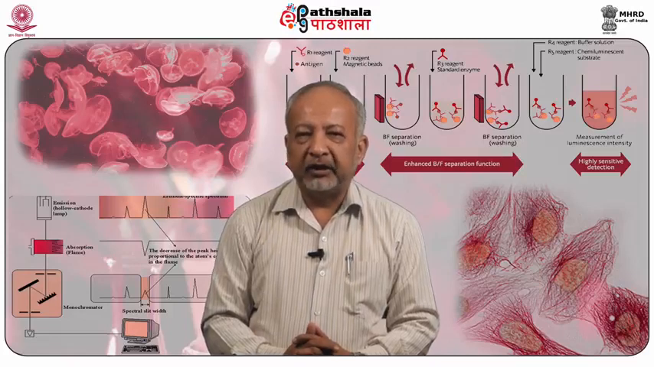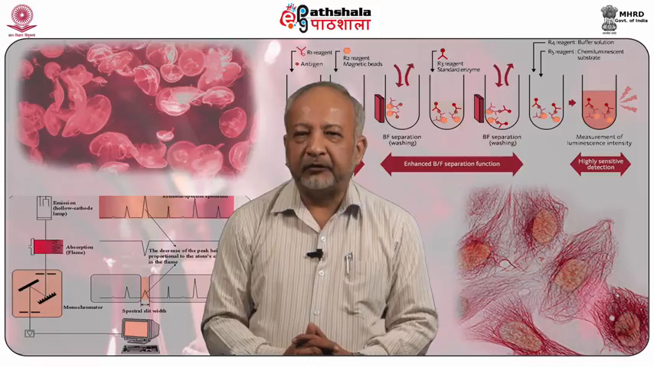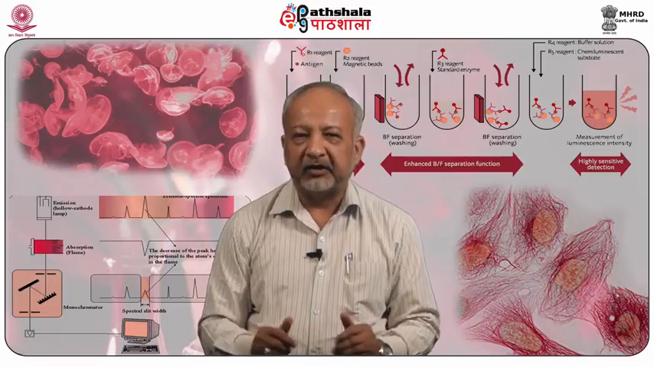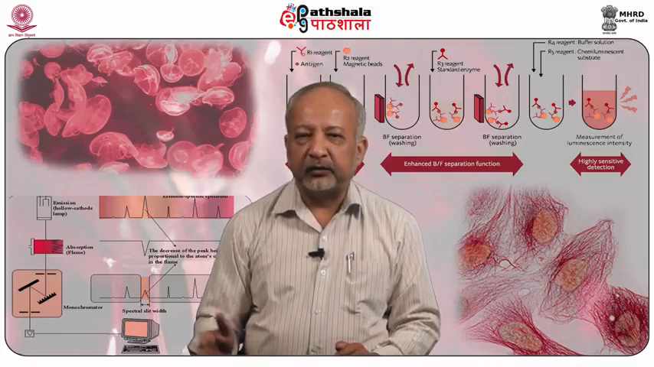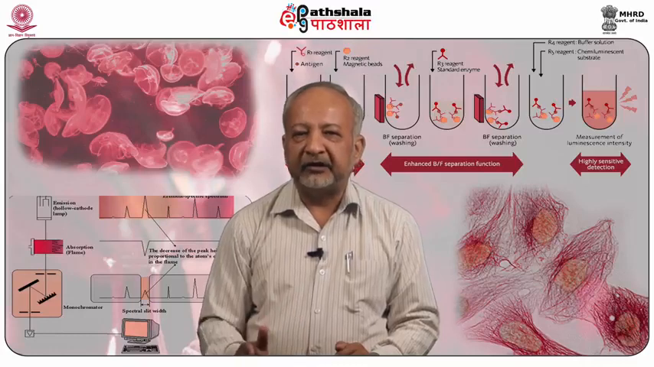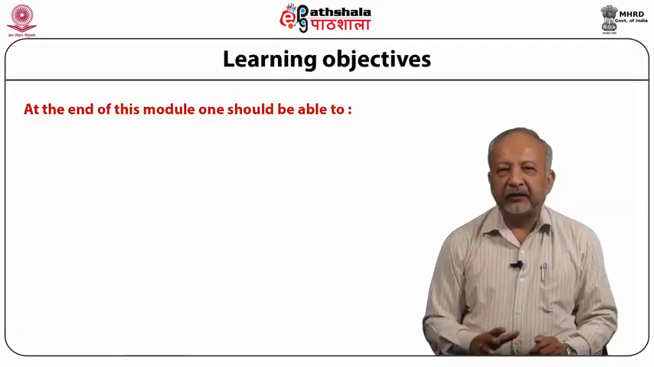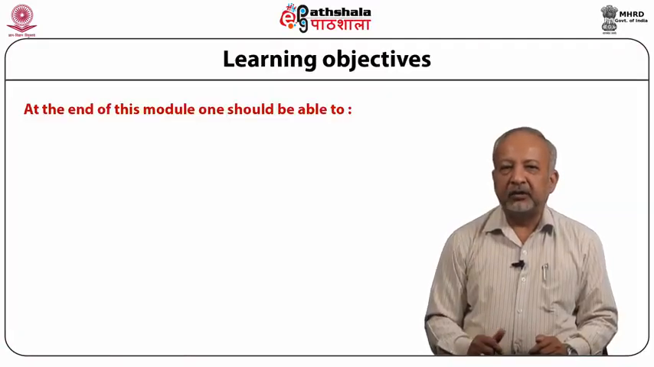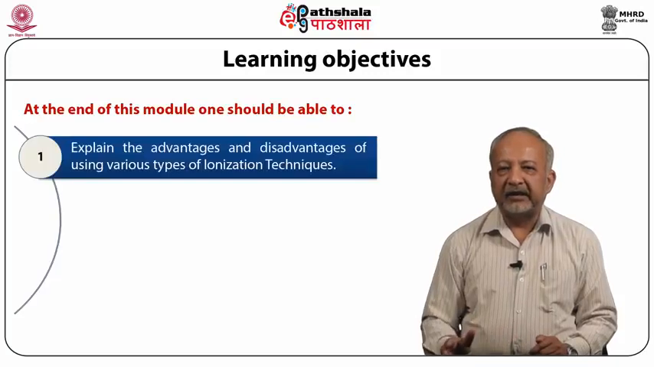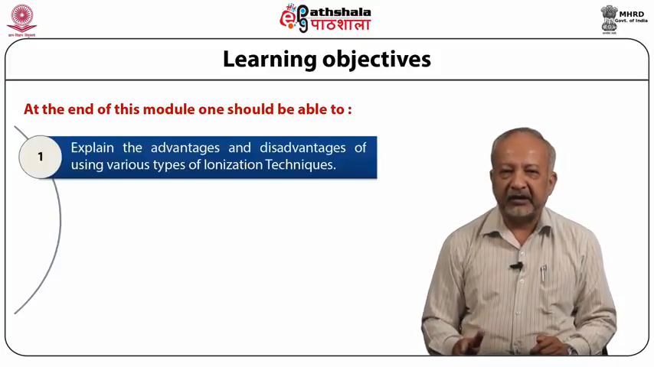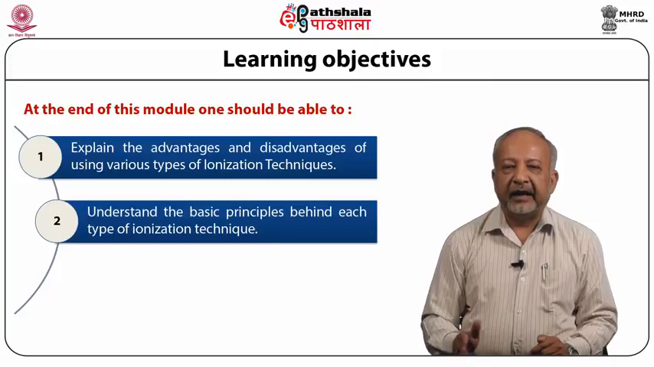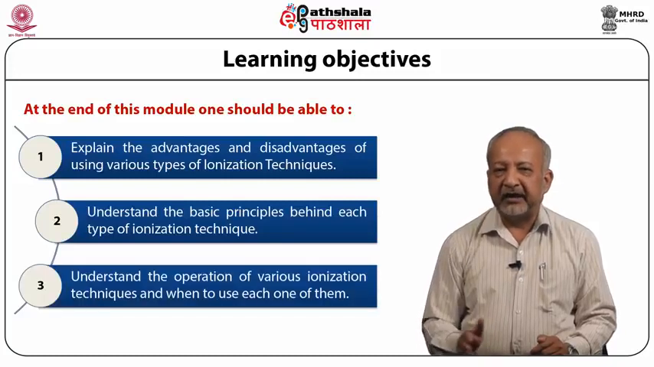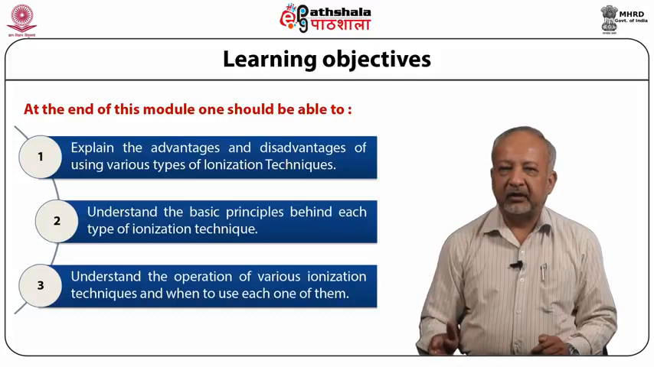The aim of this module will be to introduce various types of commonly used ionization techniques in mass spectrometry, to describe the ionization and fragmentation processes in various types of ion sources, and also to discuss the benefits, limitations, and applications of various ionization techniques. At the end of this module, you will learn how to explain the advantages and disadvantages of using various types of ionization techniques, understand the basic principles behind each type of ionization technique, and also understand the operation of various ionization techniques and when to use each one of them.